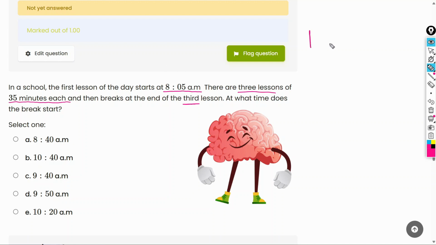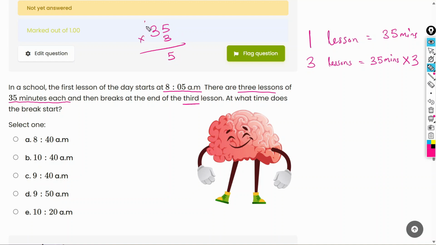So if one lesson is 35 minutes, then 3 lessons would be 35 minutes into 3 places. So that's 35 times 3. Let's do that here. 3 times 5 is 15. 5 carry 1. 3 times 3 is 9 plus 1, 10. That's 105. So that's 105 minutes.